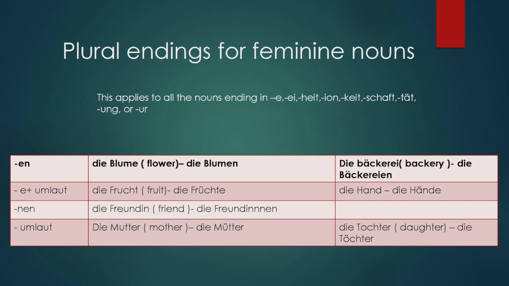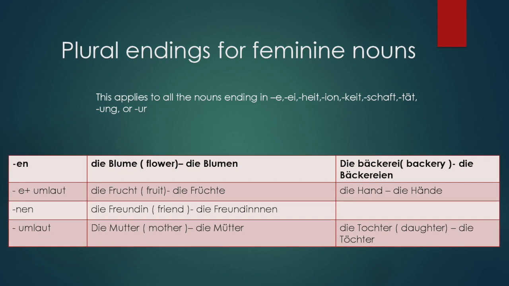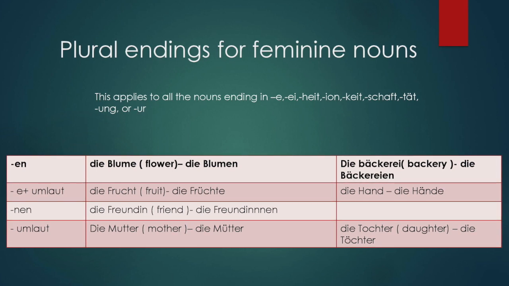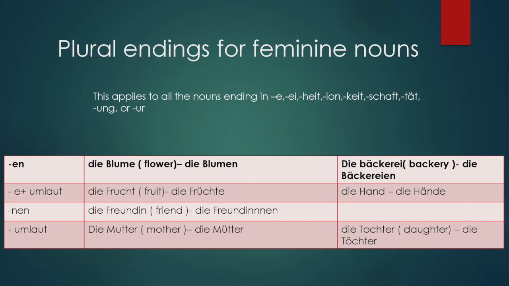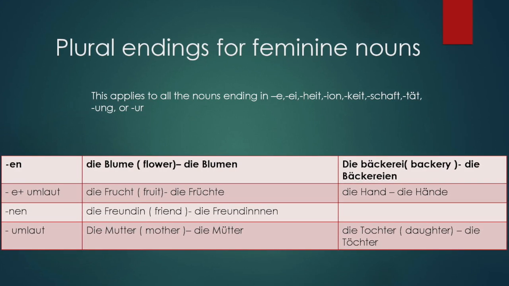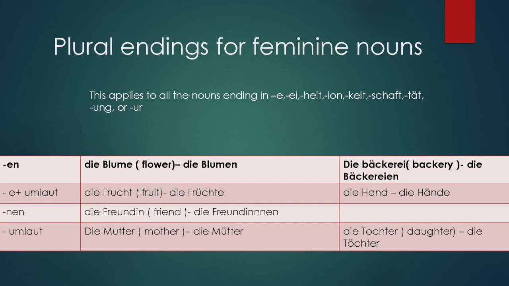And plural endings for feminine nouns. This applies to all the nouns ending in e, ei, heit, ion, keit, schaft, tät, ung or ur. So we have 4 types of common plural ending here.